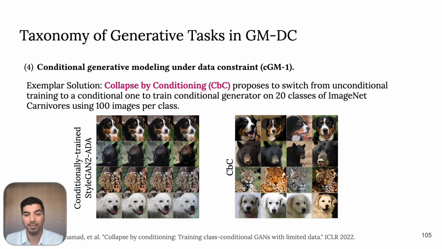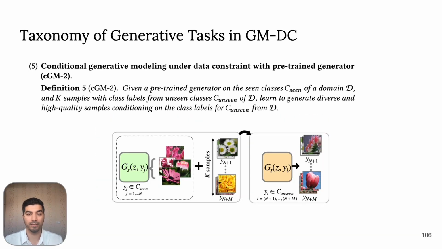And as you can see, it can be conditionally trained on 20 classes of ImageNet carnivores using only 100 samples per class. And here we can see the comparison between CBC and StyleGAN2-ADA. For example, for generated bear samples, CBC has very good quality and also diversity, with different poses and different angles.